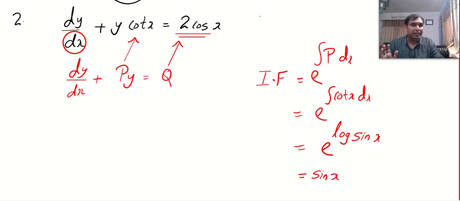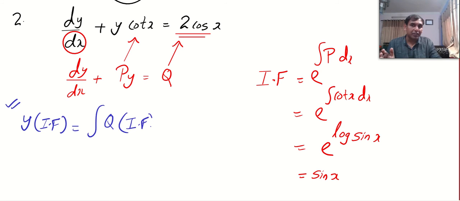Now what is the final solution? y into IF. In examination, it is better that you write the formula so that you don't make any mistakes. So y into sin x is equal to integral q into IF, that will be sin x again, dx plus c. Now substitute, and some basic integration is left. What is q? 2 cos x.